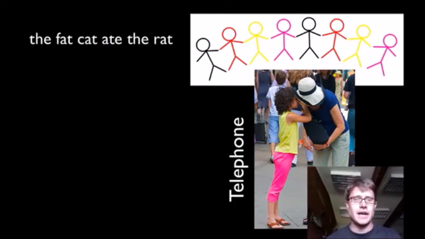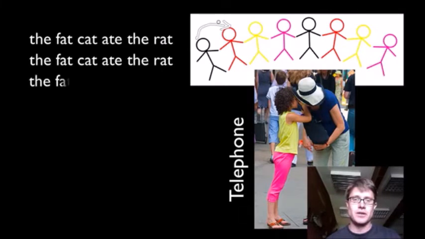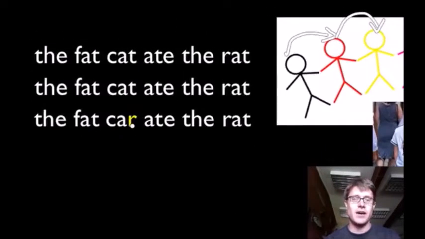Let's say the fat cat ate the rat. And then this phrase is going to be whispered to the second person in line, who will whisper it to the third person in line. But let's say the third person in line, we'll call this person yellow, makes a mistake. Instead of saying the fat cat ate the rat, they say the fat car ate the rat.